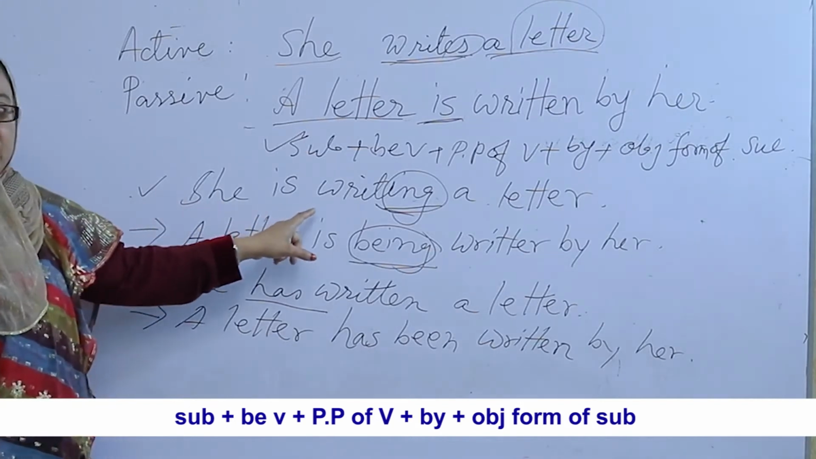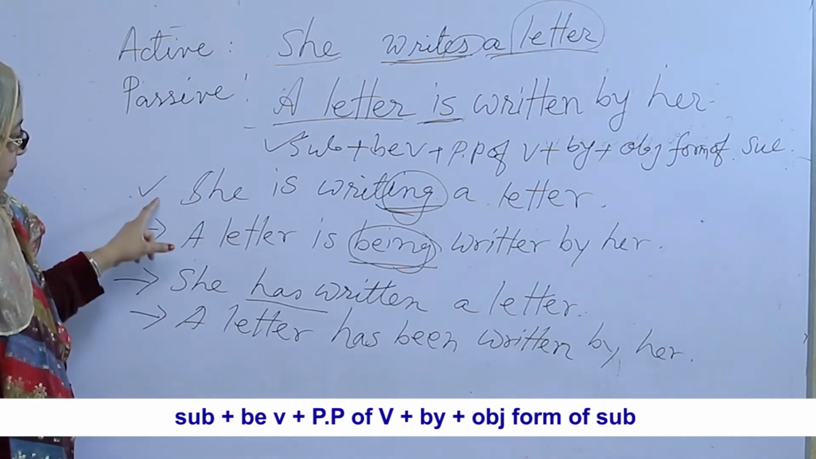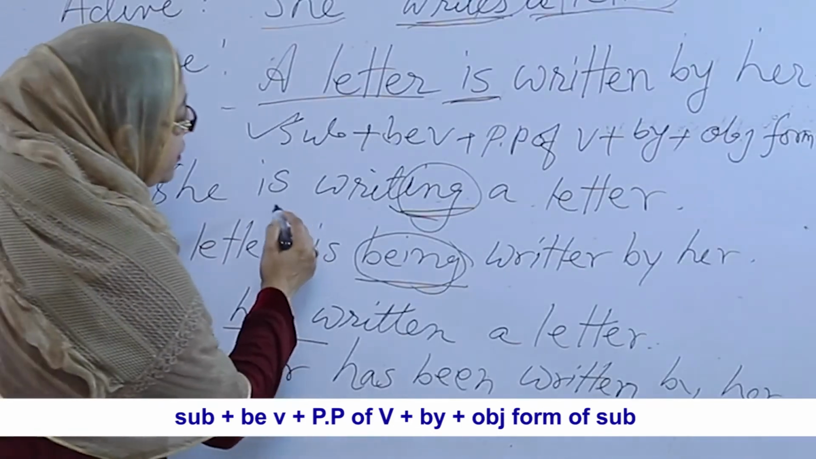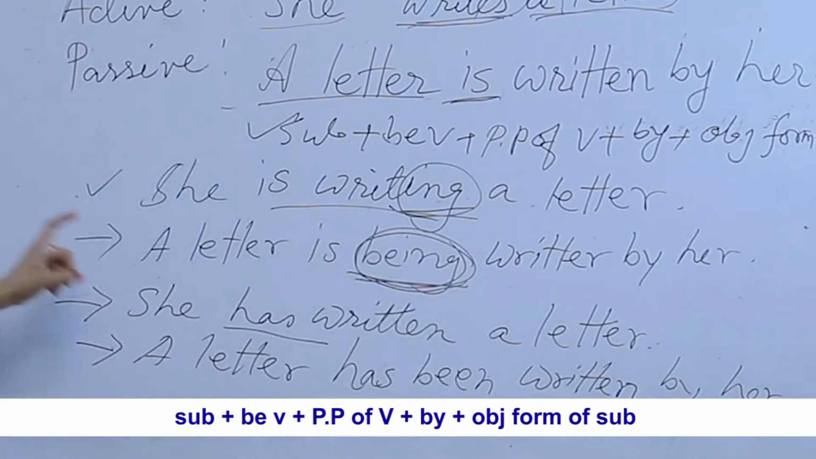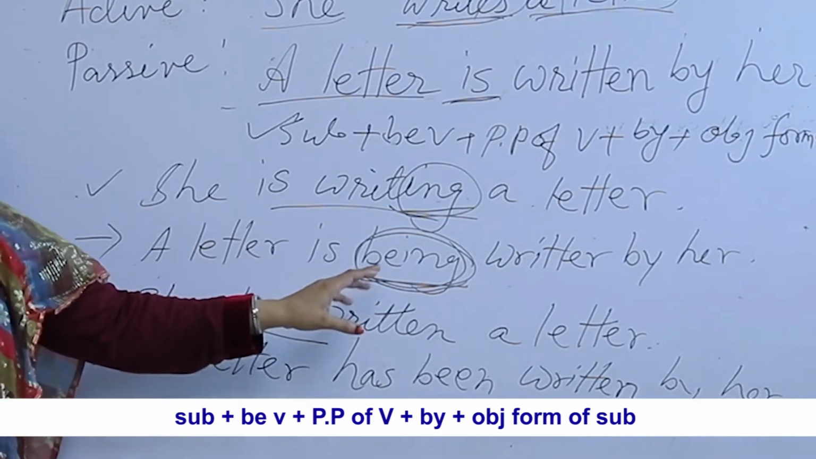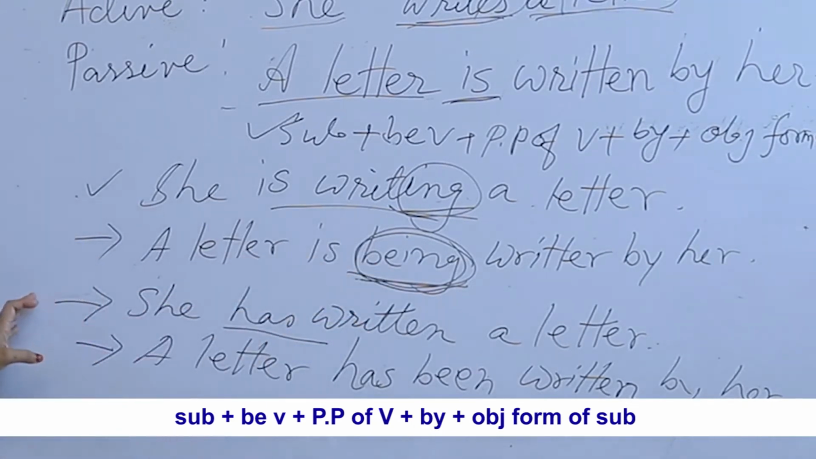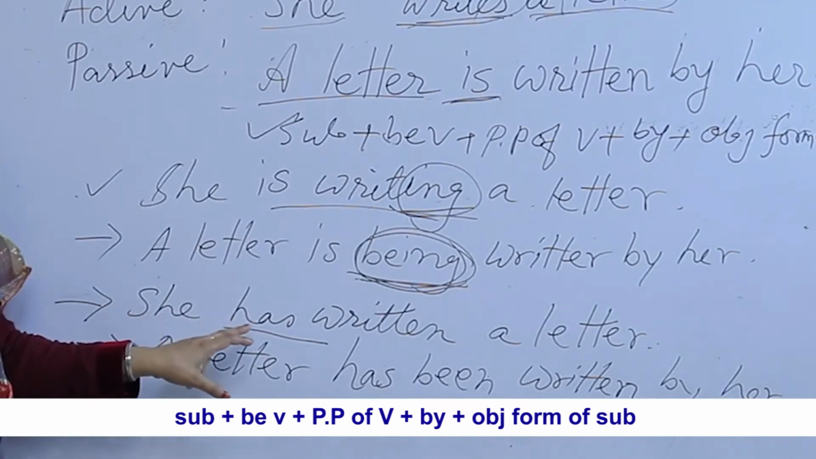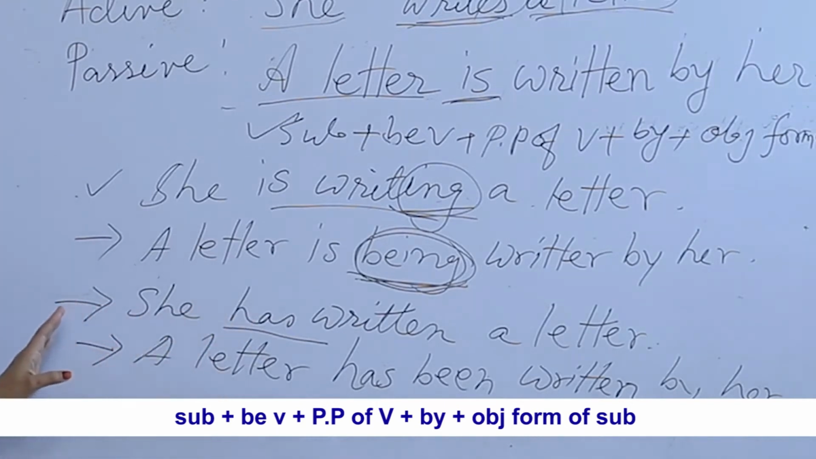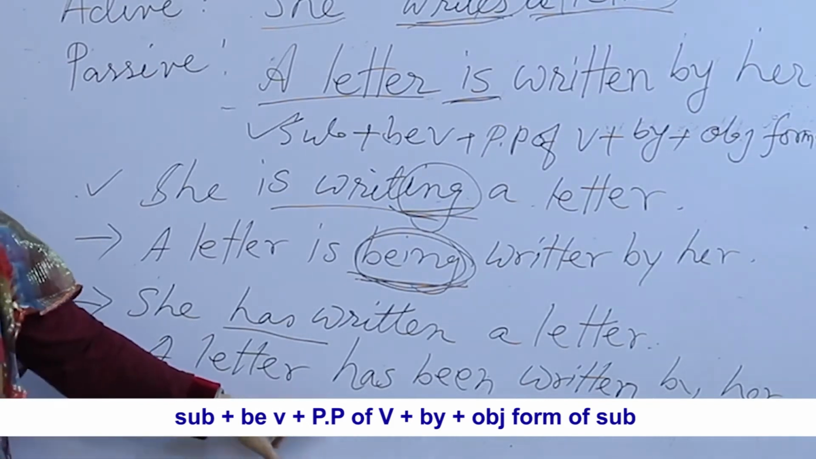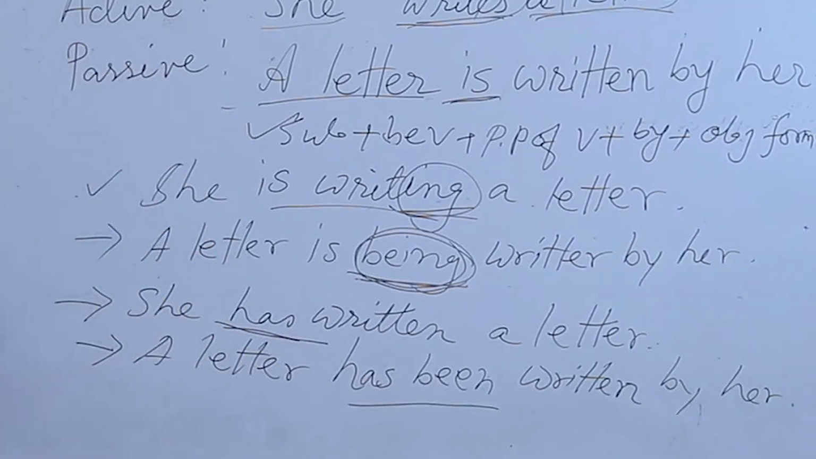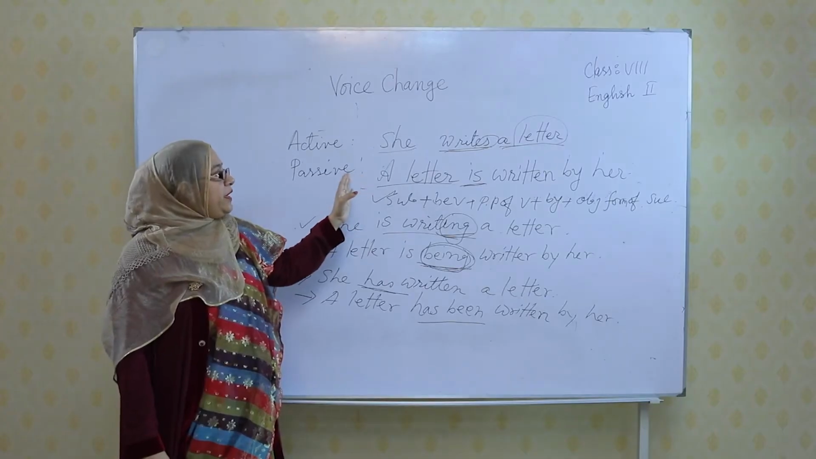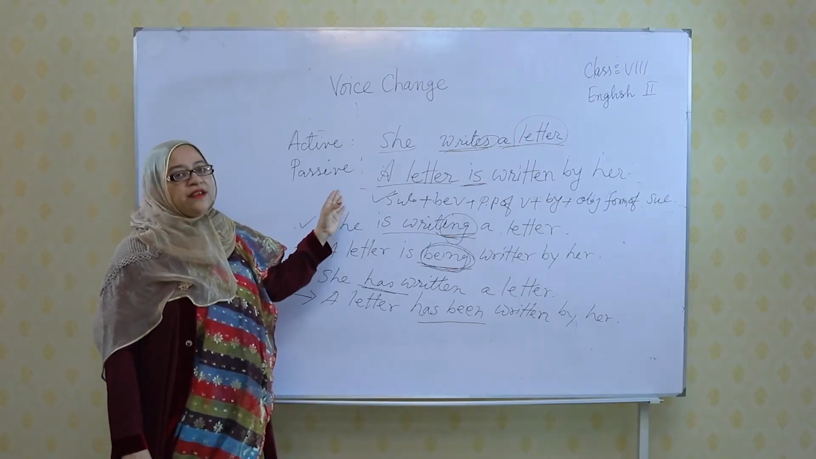She is writing a letter. This is a continuous form. So when it is a continuous form, I use being, B-E-I-N-G, being. A letter is being written by her. And for a perfect form, when I turn it into passive, then I use a letter has been written by her. This rule you can change the past form of the sentences.